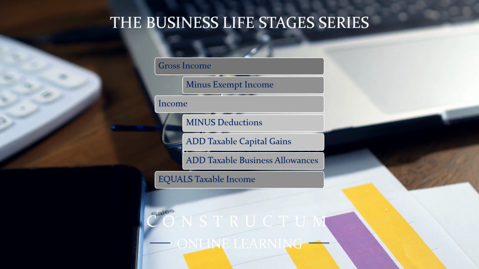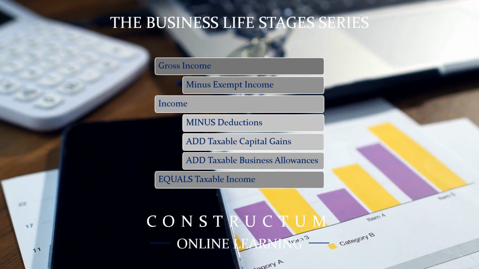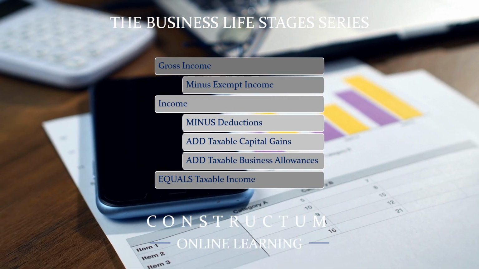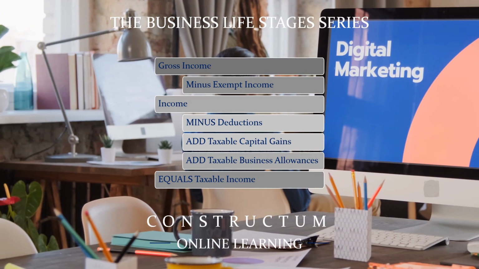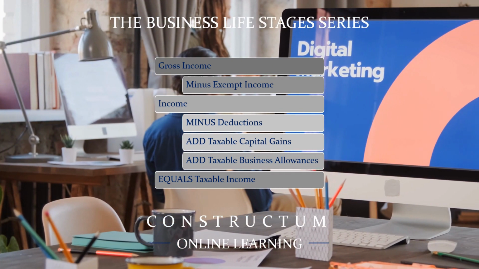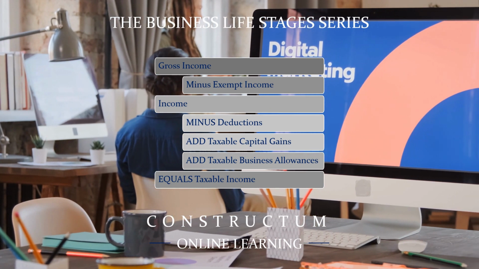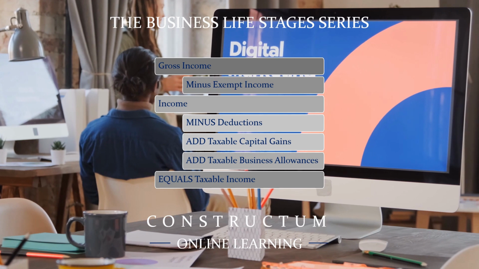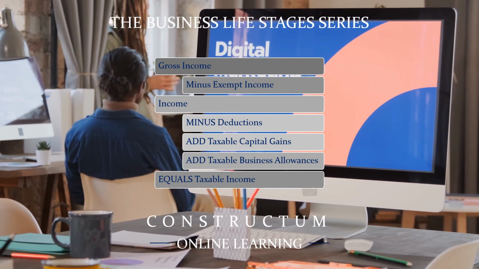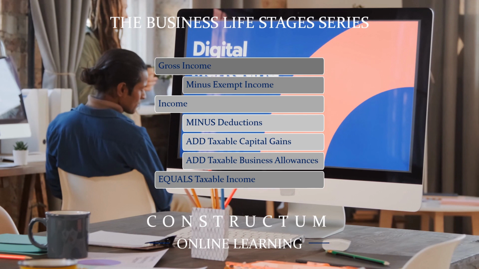So to recap, taxable income is gross income minus exempt income. That gives us income. Minus deductions, plus the taxable portion of any capital gain, plus any allowance that you receive from the business, and there you've got your taxable income.